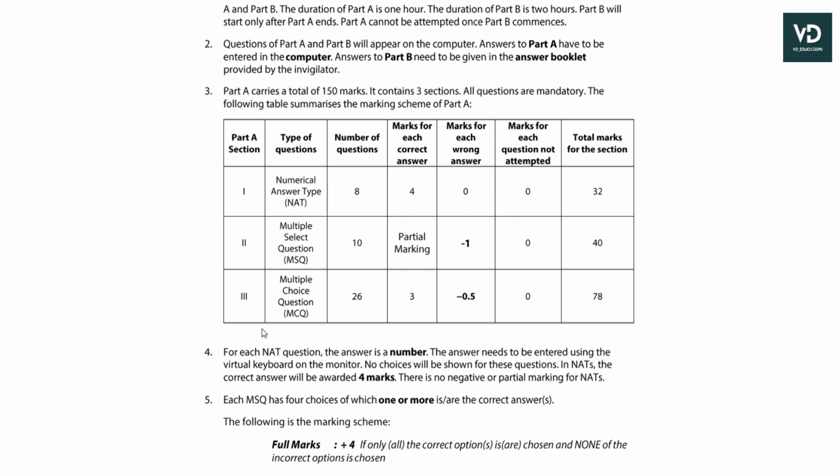Okay, then for MSQ there will be 10 questions and partial marking will be there, and -1 will be the negative marking for each question. Then for MCQ there will be 26 questions, 3 marks for each question, and if an incorrect option is chosen then there will be 0.5 negative marking.